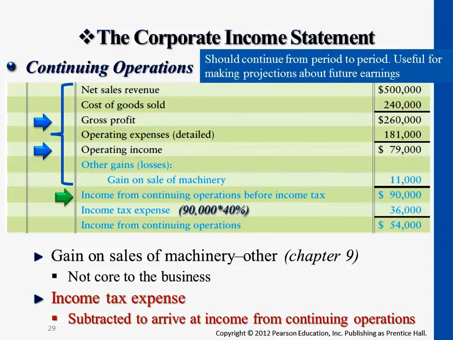Okay, so income tax here, again, the tax rate will be given to you. What you need to do is, when the problem tells you the net income amount for continuing operations, just multiply by the tax rate and find out what's really remaining in the business, $54,000 after tax.